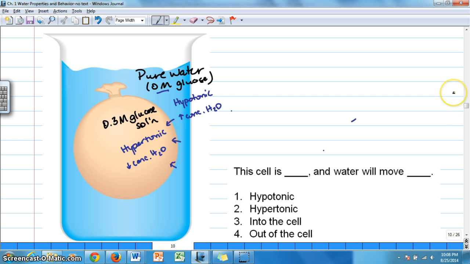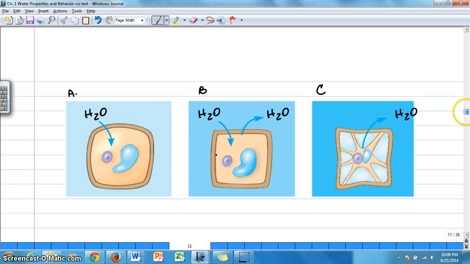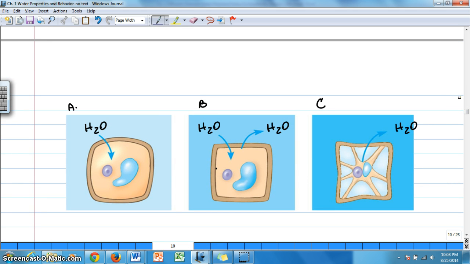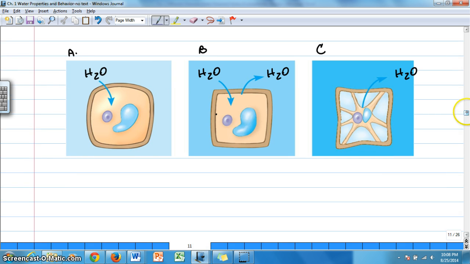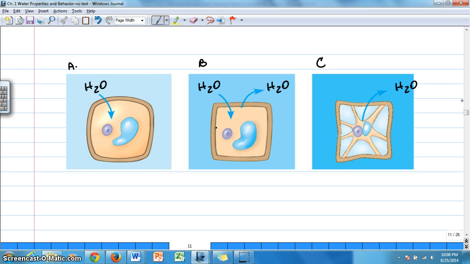Now, the question we want to ask then is, what will happen to the cell once water starts to move inside the cell? Well, we're looking at diagrams here of plant cells, and what's unique about plant cells compared to animal cells is the presence of the cell wall. So which of these scenarios, A, B, or C, represents what just happened in that example?